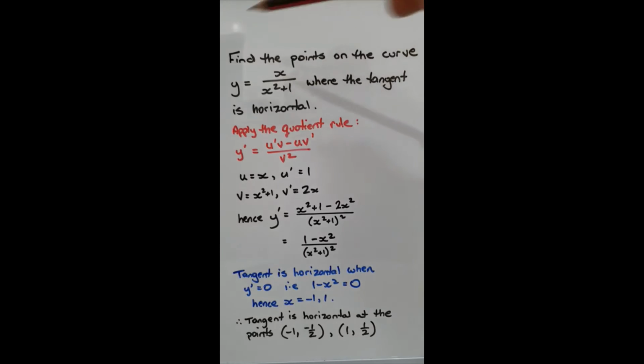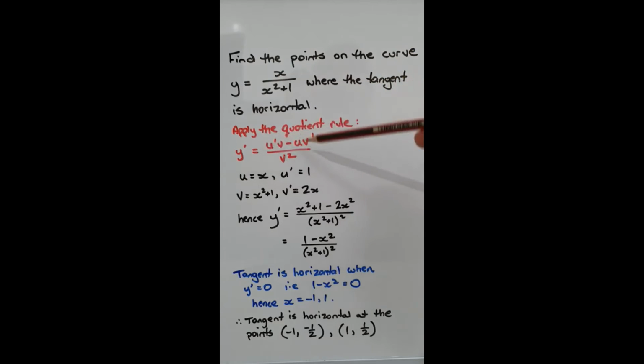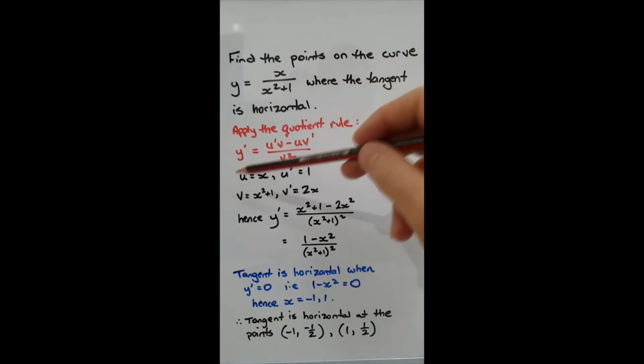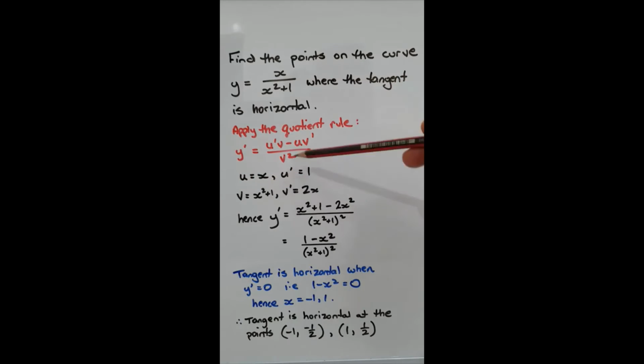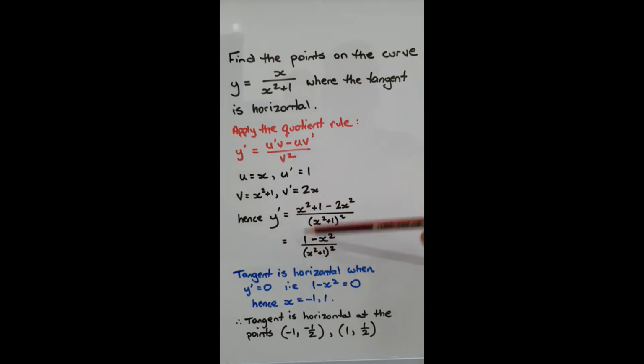Find the points on the curve y equals x over x squared plus 1 where the tangent is horizontal. We're going to apply the quotient rule because the variable x appears in both the numerator and the denominator. So y dash is equal to u dash v minus uv dash over v squared. Let u equal x, so that's the numerator, therefore u dash equals 1. Let v equal x squared plus 1, so that's the denominator, therefore v dash is equal to 2x. Hence y dash is equal to x squared plus 1 minus 2x squared over x squared plus 1 all squared. And that simplifies to 1 minus x squared all over x squared plus 1 all squared.